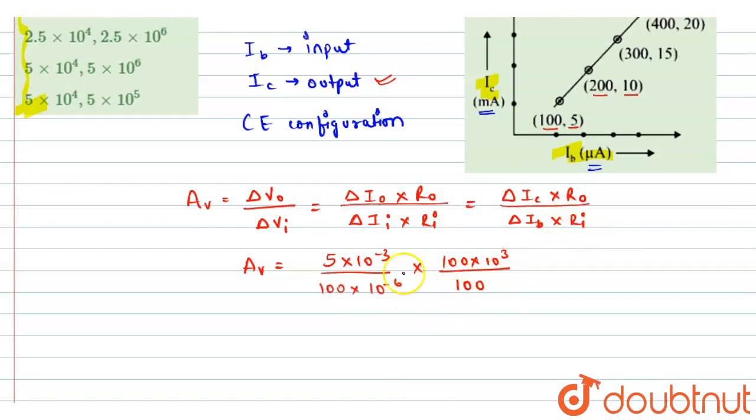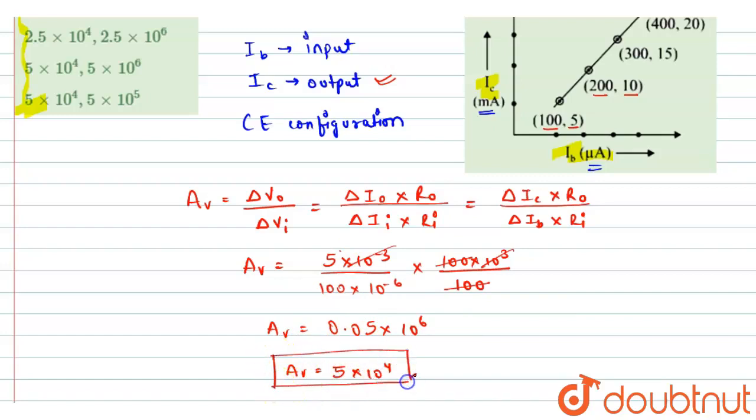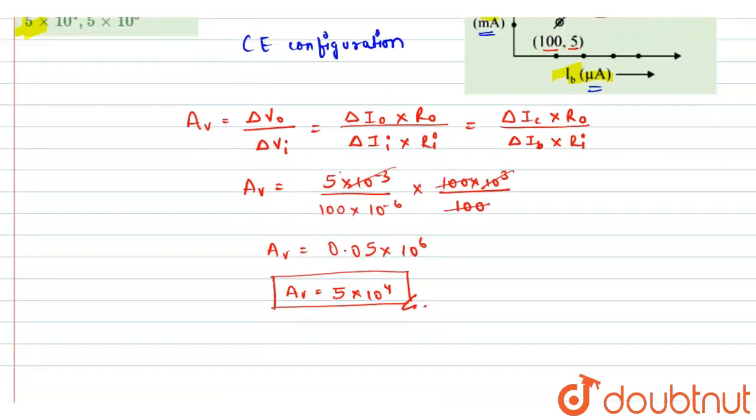Okay, so now from here we can cancel out the terms, so this 100 will cancel out and we will get AV equals to 0.05 into 10 to the power 6, or we can write it simply as AV equals to 5 into 10 to the power 4. So this is the voltage gain for the given transistor.